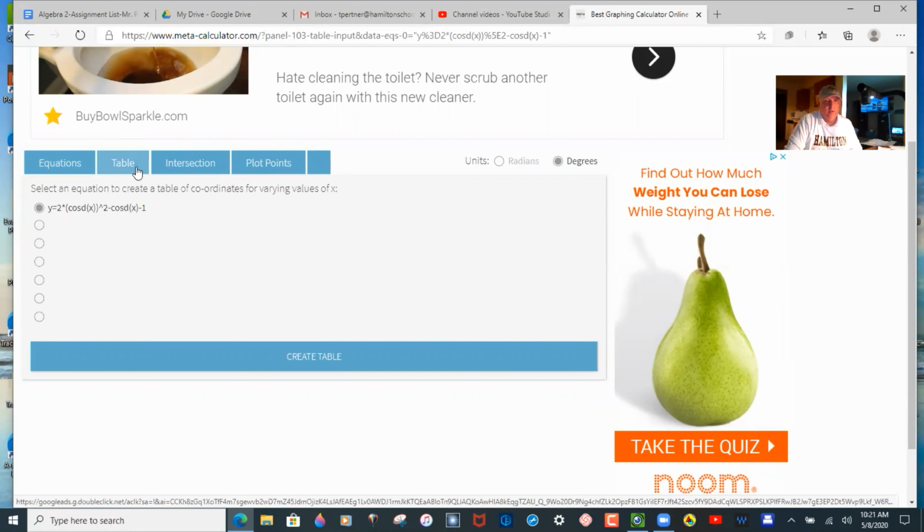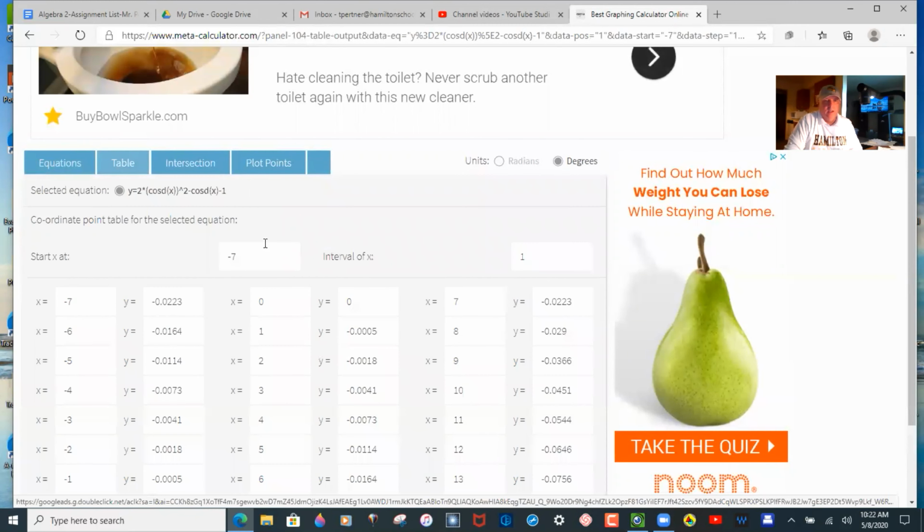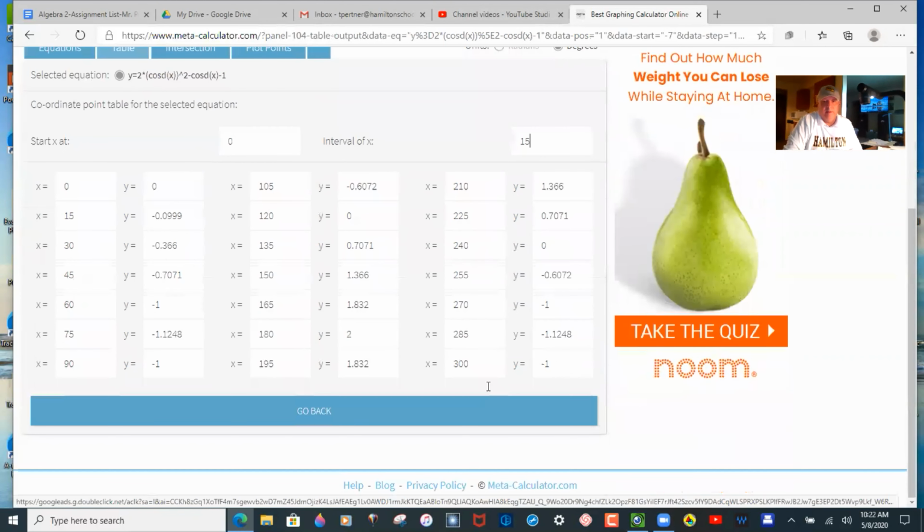And so we want to go to create table. And now when you create the table, you've got to start at 0 and go by a step of 15 and then look for the solutions. The problem is we can't see beyond 300. So we've got 1 at 120, 1 at 240. That's your 2 pi over 3 or 4 pi over 3. So you start at 300. And now you can see, all right, so 360 is 0, which is the same as 0.